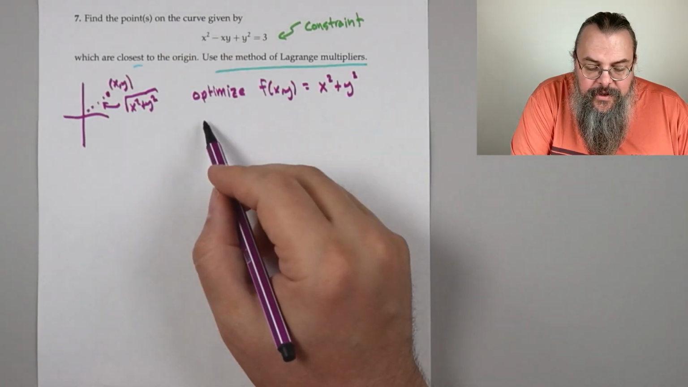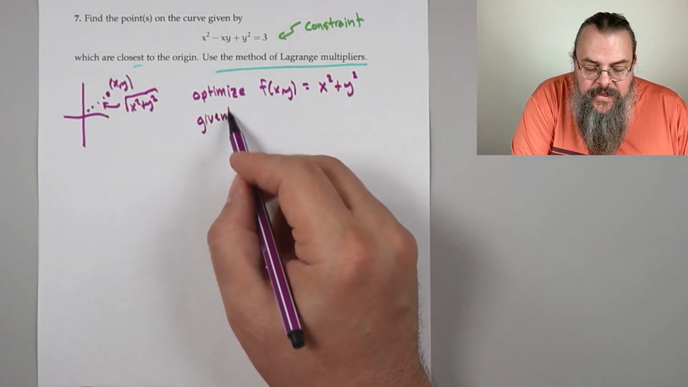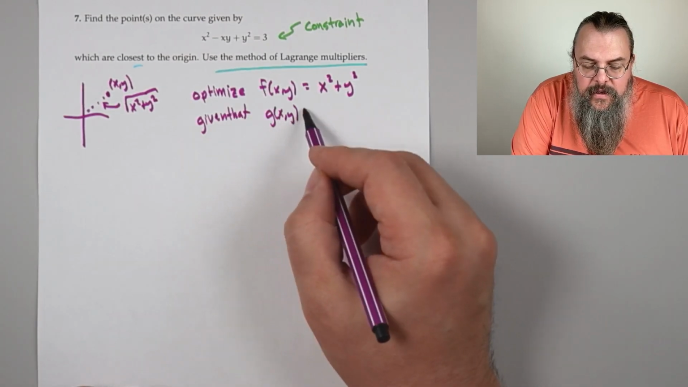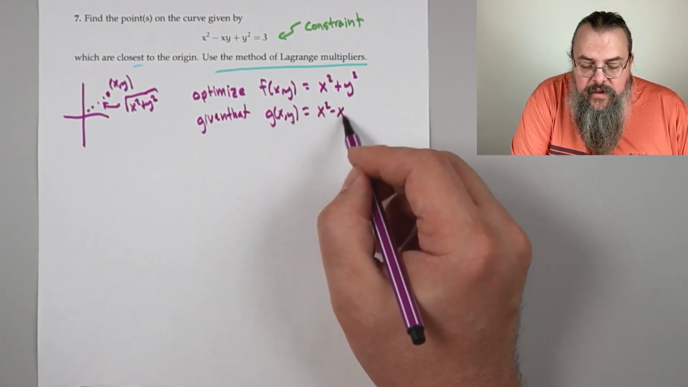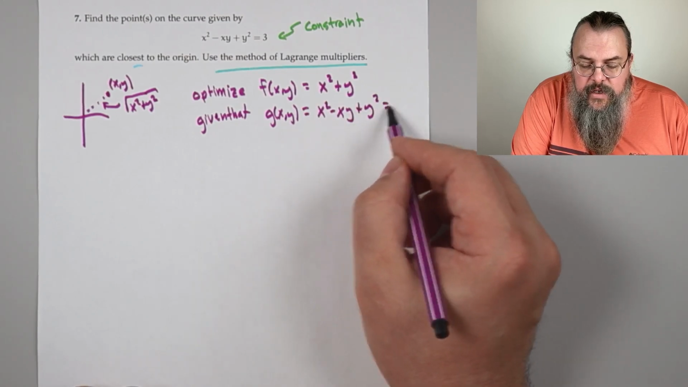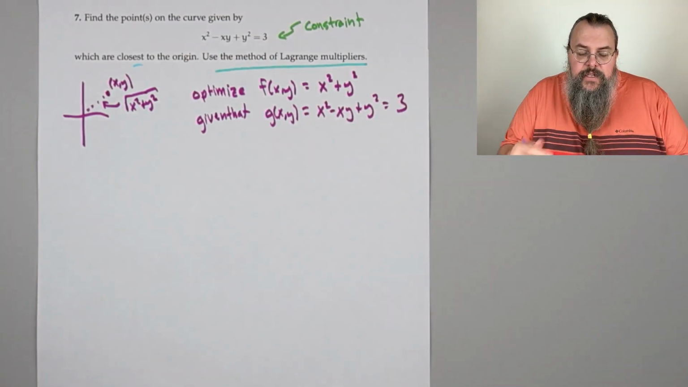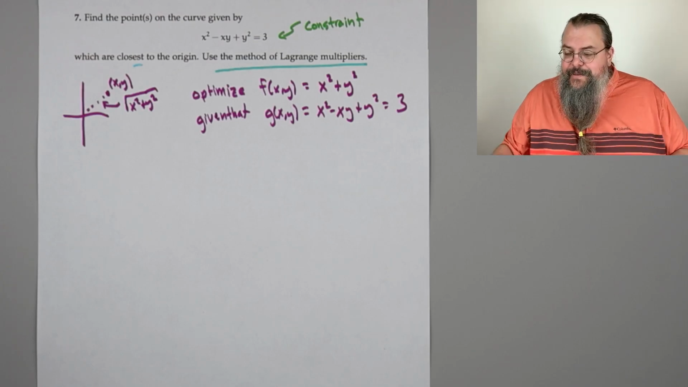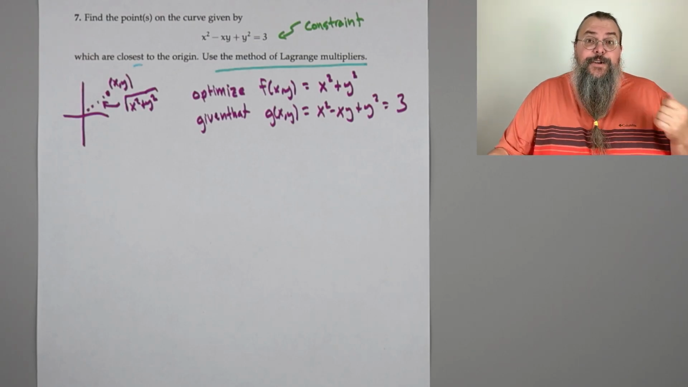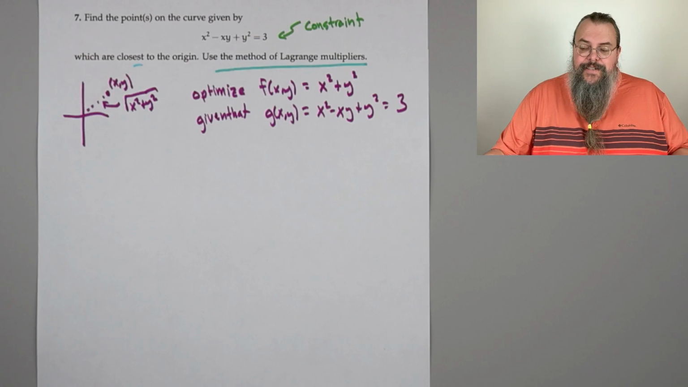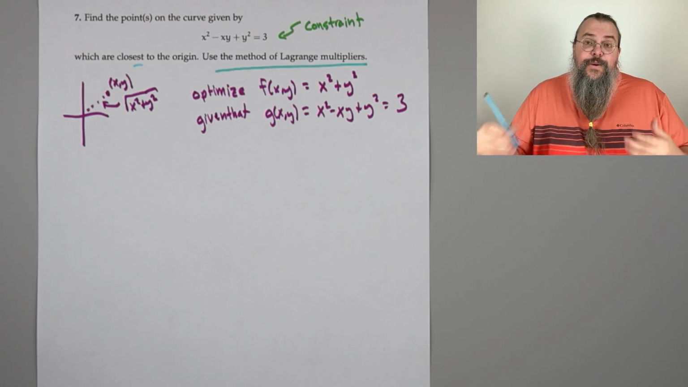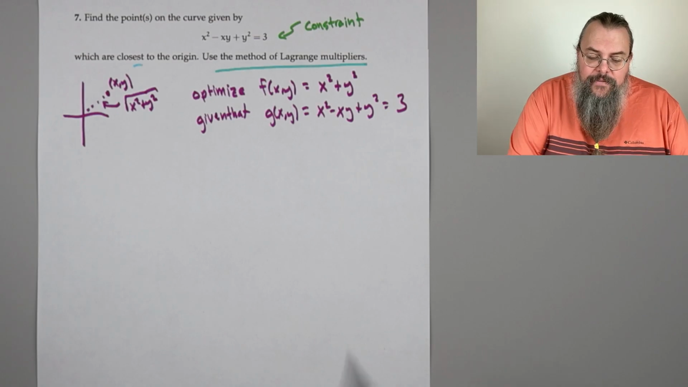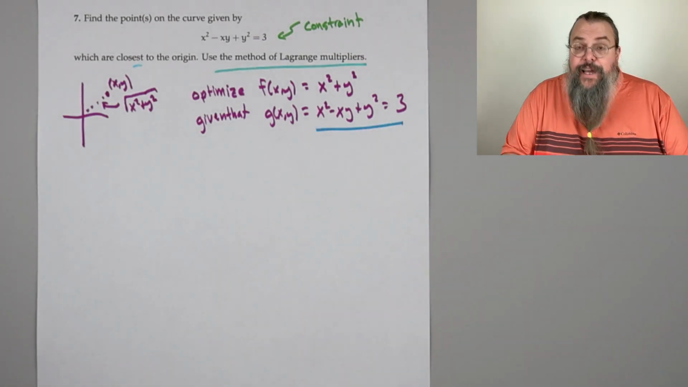Constrained, or given that, g of x y, which is x squared minus x y plus y squared equals 3. In some sense, this was one of the harder parts of this problem. Even though we haven't gone very far, it's making sure we have a good start, the right setup. So, what comes next?